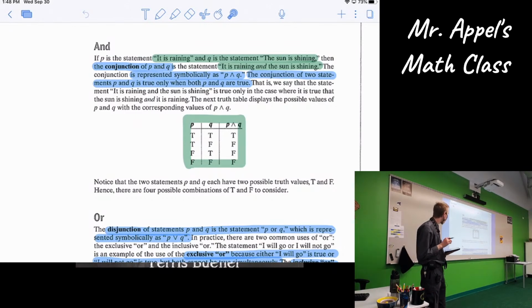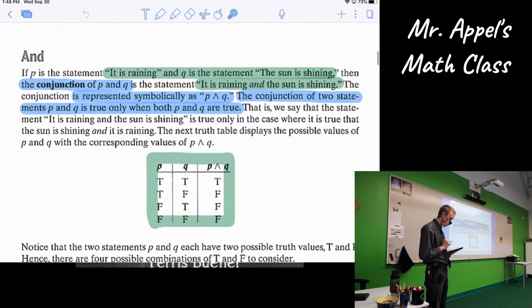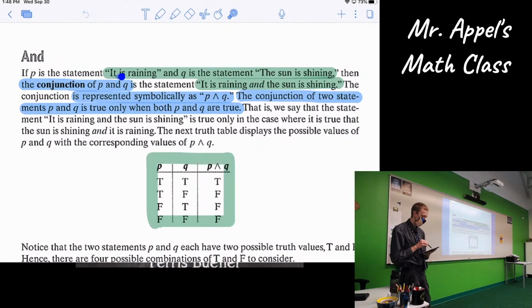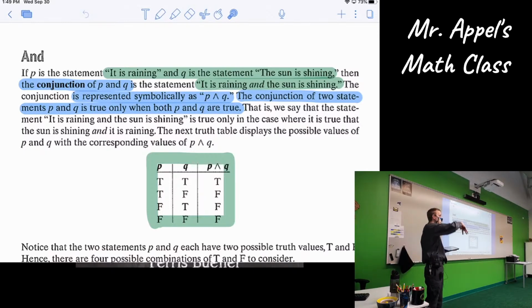So let's have a look here. The example they give for and starts with, it is raining, as one statement. The sun is shining is another. If you want to combine those, you would say it is raining and the sun is shining. What the heck kind of day is that? That's a very rare occurrence, wouldn't you say? When you've got both rain and sun, although if you stand in the right spot, you get a nice rainbow effect. It's a wonderful kind of day when it happens, but it doesn't happen very often.